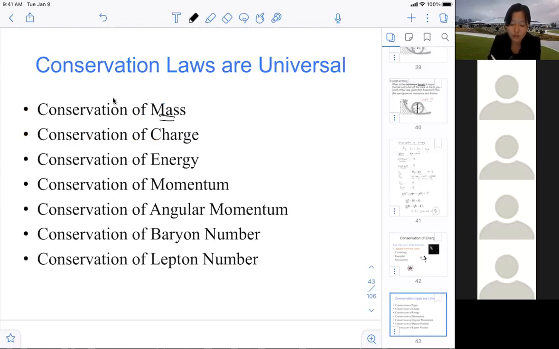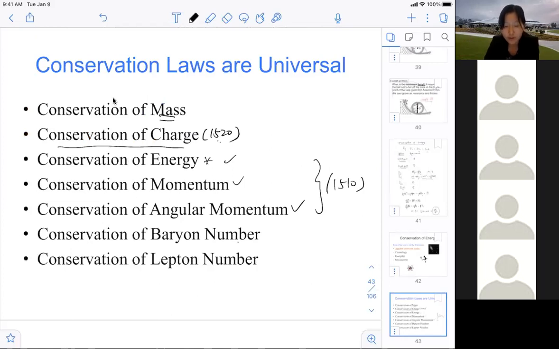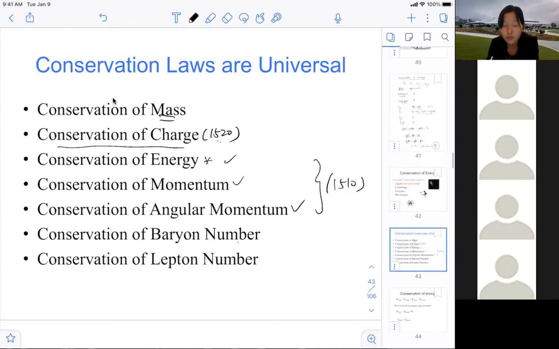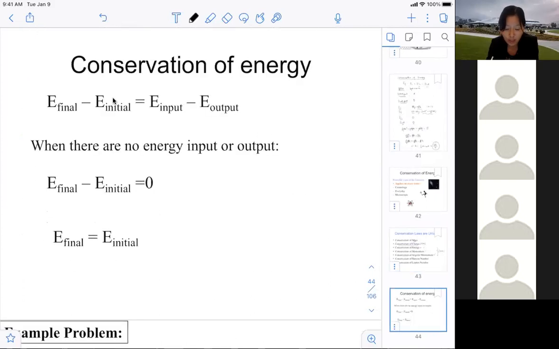Conservation of charge is something you will learn in 1520. You may not go through the derivation, but you probably will hear about the notion of conservation of charge in that class. Conservation of energy, momentum, and angular momentum is what we will do in this class. This is where we are right now. In terms of particle physics, if you're looking at the microscopic level, the conservation of baryon numbers and lepton numbers is also a universal law of nature. So it's a very powerful tool, and you can see the importance of the conservation laws we are learning here in our class.